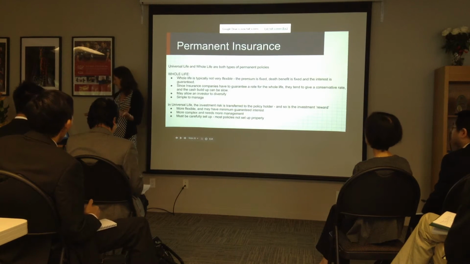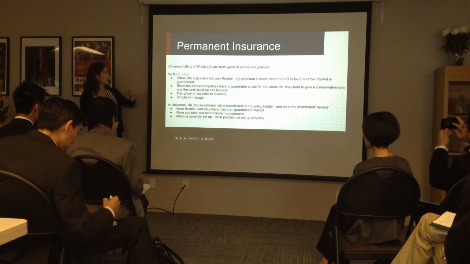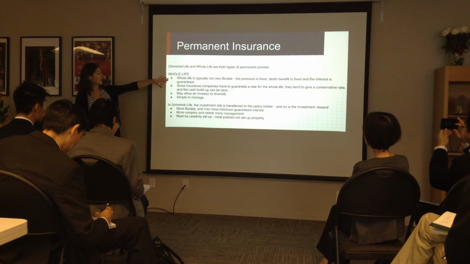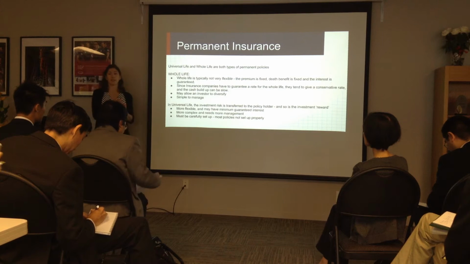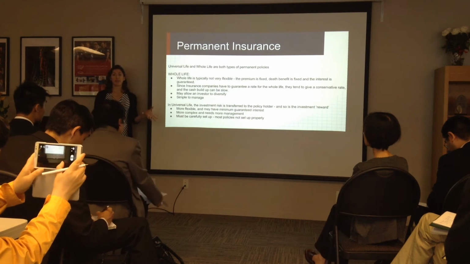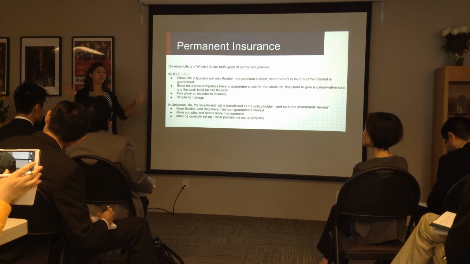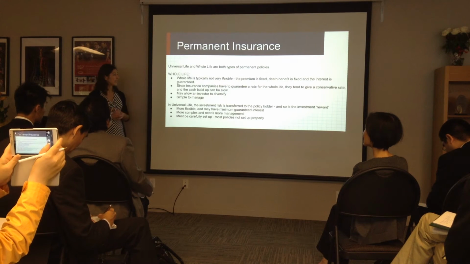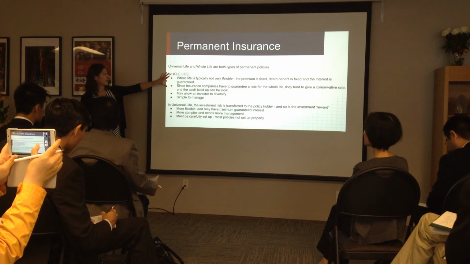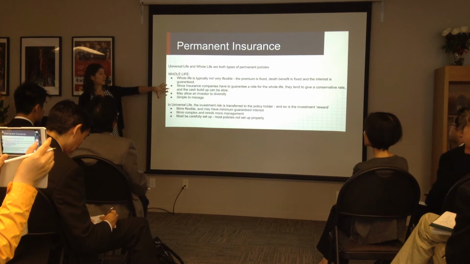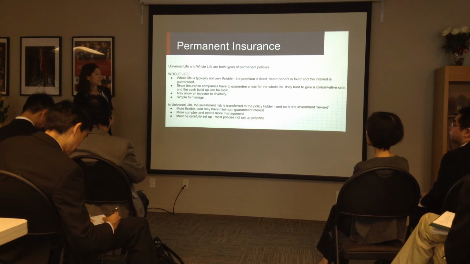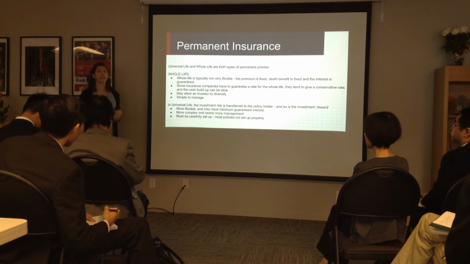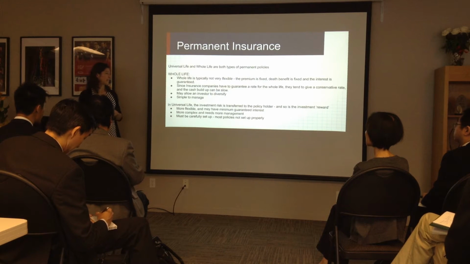So two types of permanent insurance that I'm aware of, universal life and whole life. Whole life is typically not very flexible. The premium's fixed, the death benefit is fixed, and there are some guarantees on the interest you'll receive. I'm making generalizations, I'm sure there are products that are tweaked slightly differently, but in whole life, the insurance companies have to guarantee a rate of return, and so they tend to give a fairly conservative rate, and the cash buildup can be very slow.